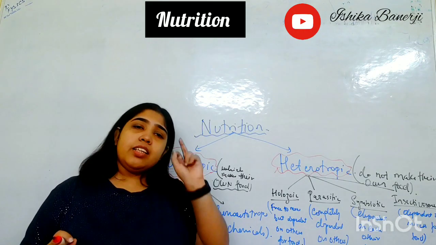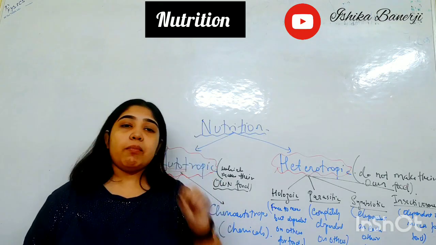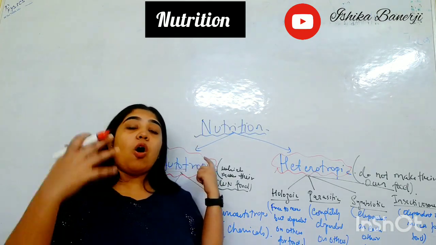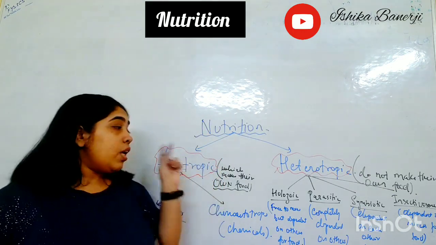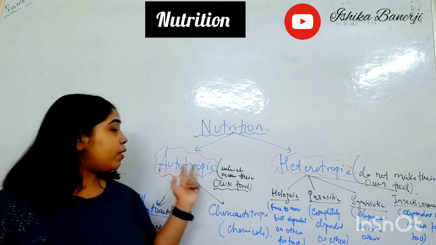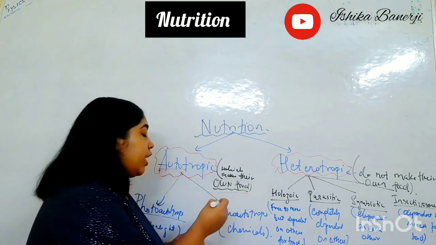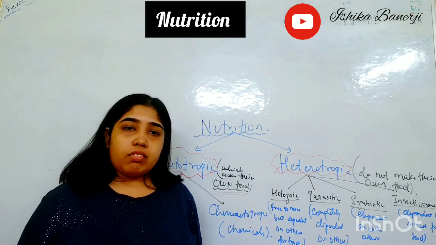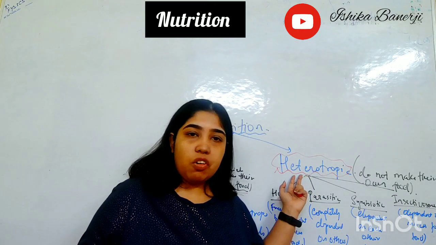You have to remember by your own techniques. It's you who can make your technique. So how can you remember? Automatic, they are not required for anybody. Automatically they can make. So this is how you remember. Autotrophic means what? They can prepare, make their own food. They are not dependent on others for their food. But hetero, they are dependent on others for their food.